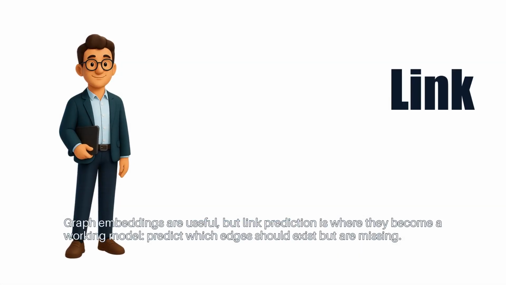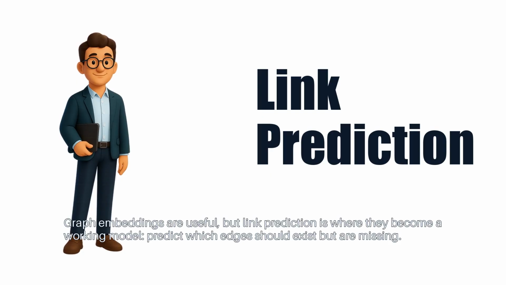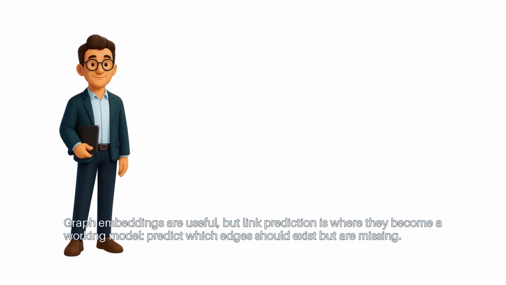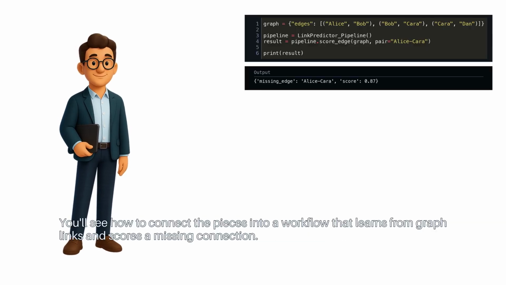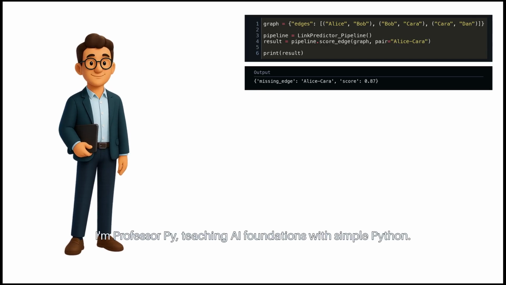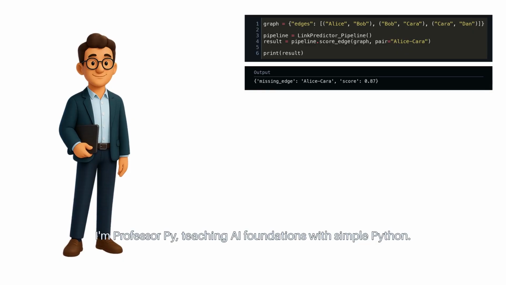Graph embeddings are useful, but link prediction is where they become a working model. Predict which edges should exist, but are missing. You'll see how to connect the pieces into a workflow that learns from graph links and scores a missing connection. I'm Professor Pi, teaching AI foundations with simple Python.